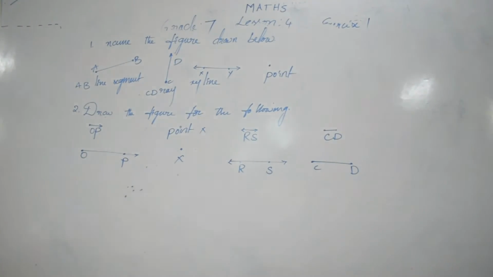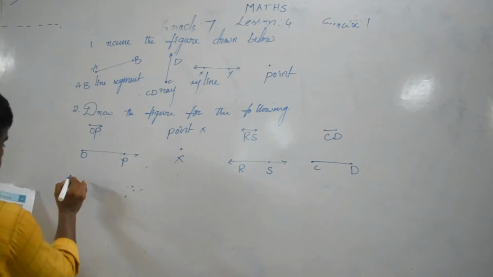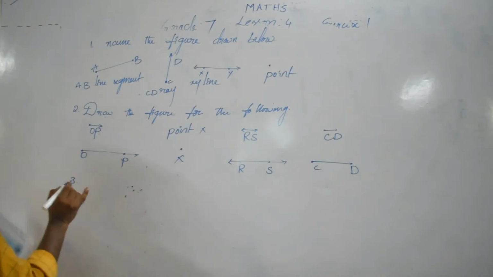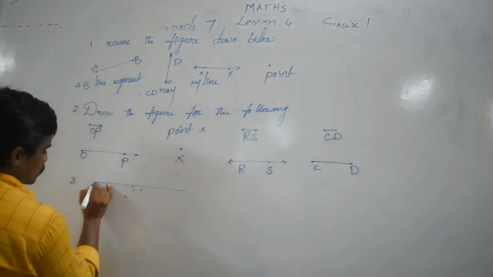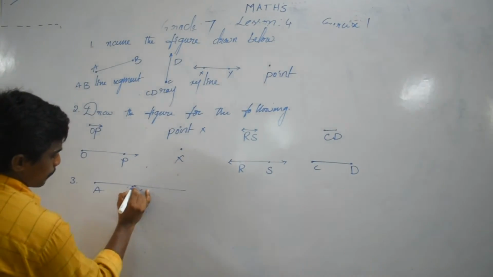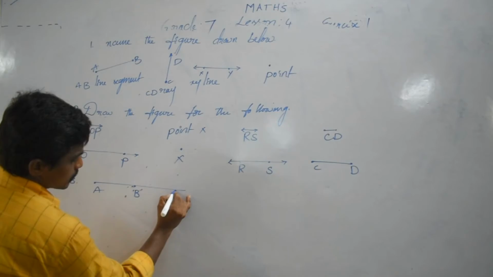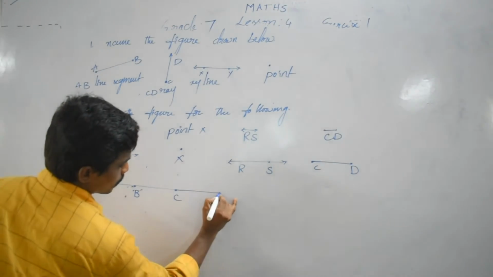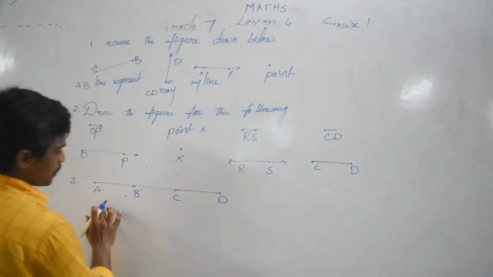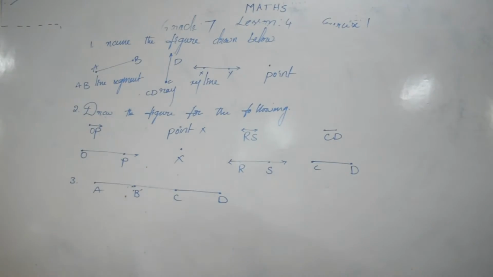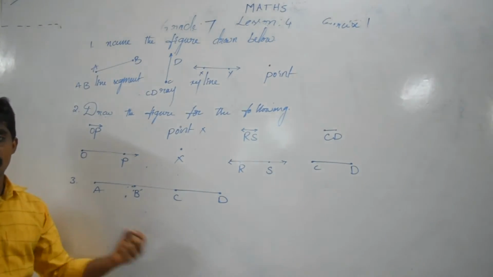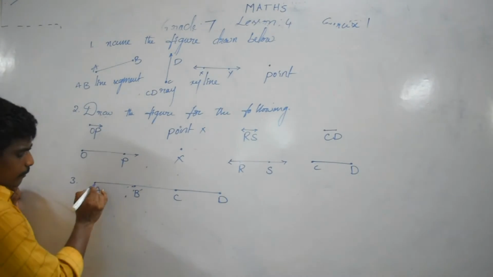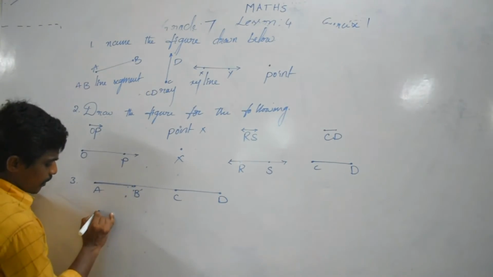Next one here, name all possible line segments in the figure. So here one figure is given, with points A, B, C, D. How many line segments are forming here? Let's see the first one: AB, one line segment.